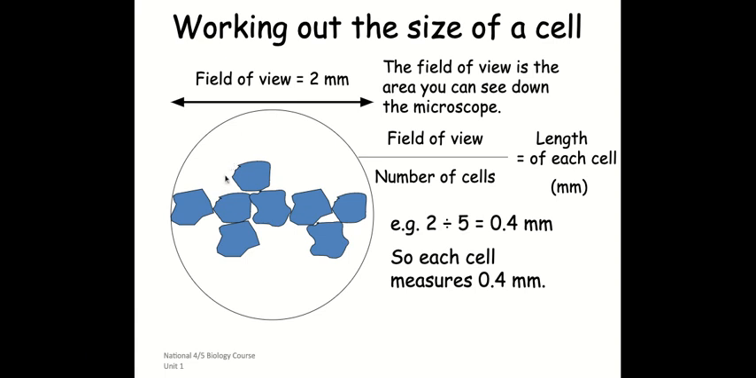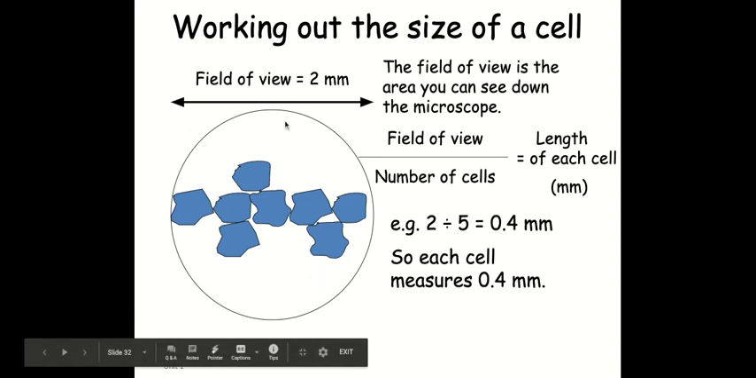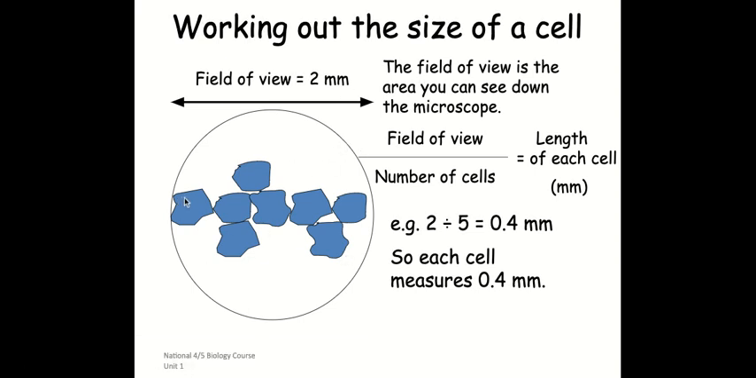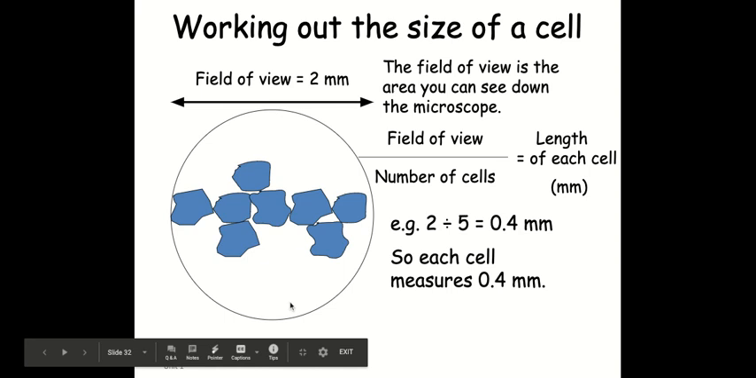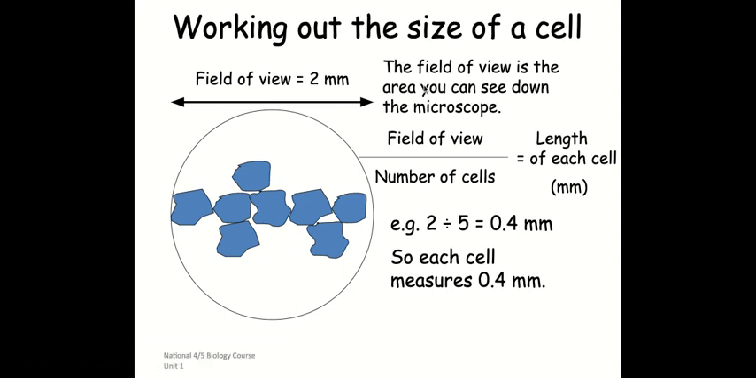Now the field of view is basically the distance across this. So the field of view here is 2 millimeters. It's 2 millimeters across, but because it's a circle, it's 2 millimeters in any kind of orientation. So 2 millimeters over here, 2 millimeters down here. What they would ask you in the exam is to calculate the size of one of these cells, so the length of the cell. If I want to calculate the length of one cell, and I'm pretending that all of them are basically the same size, you use this calculation.